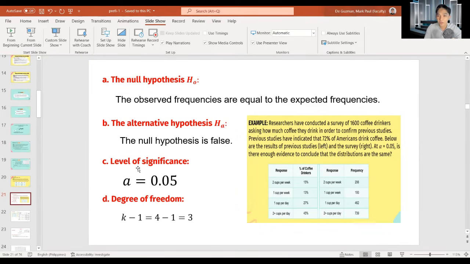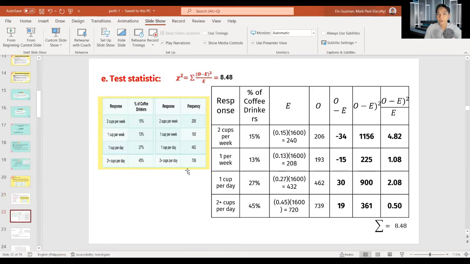And level of significance, ito siya, 0.05. And the degree of freedom, we have the K minus 1. So, yung number of column natin, column na yun, 1, 2, 3, 4. That's why we have 4 here. 4 minus 1 is equal to 3. Okay. So, next step tayo.